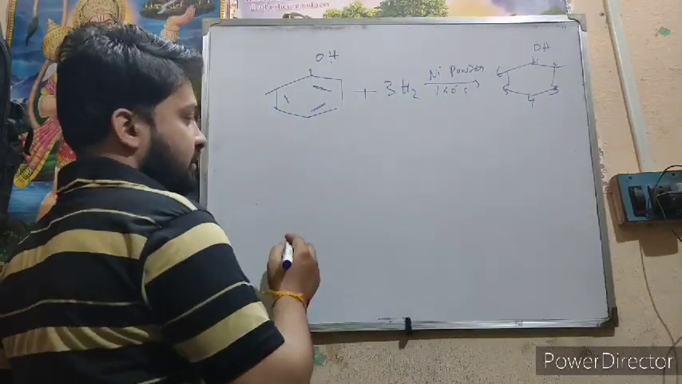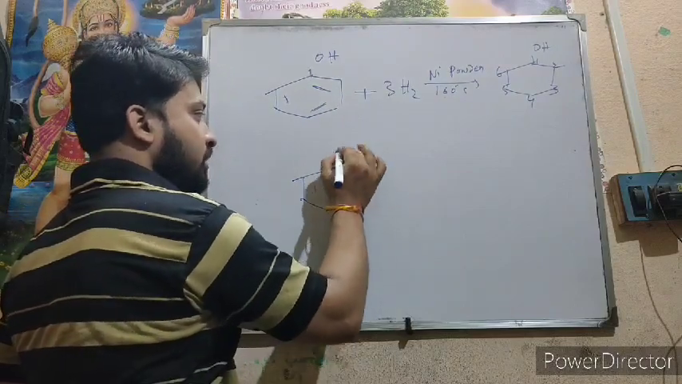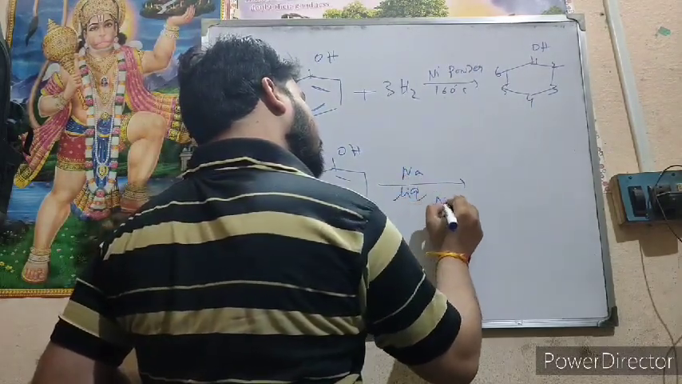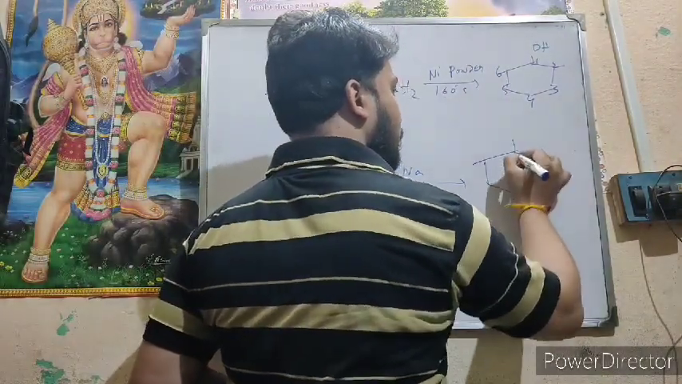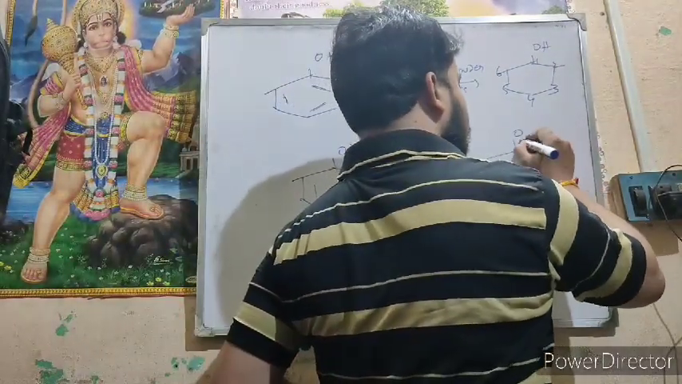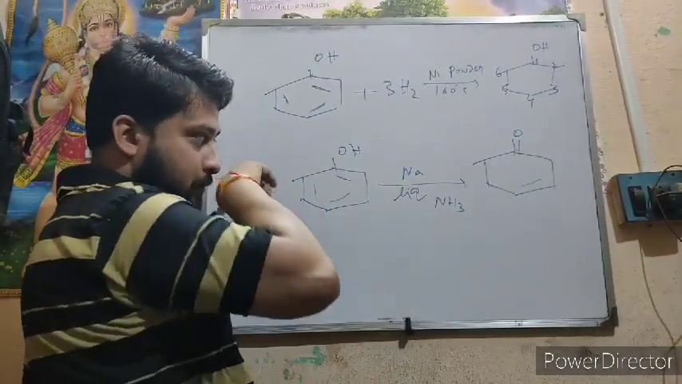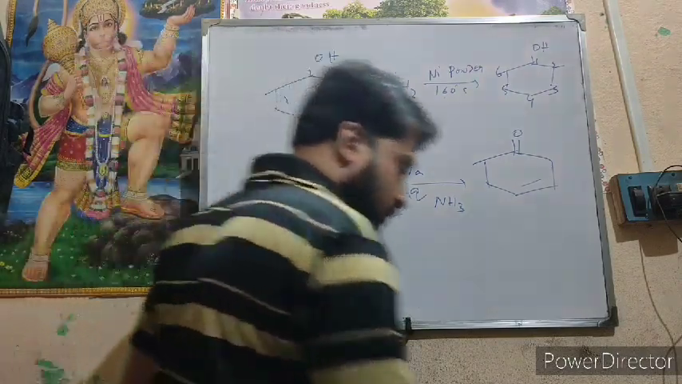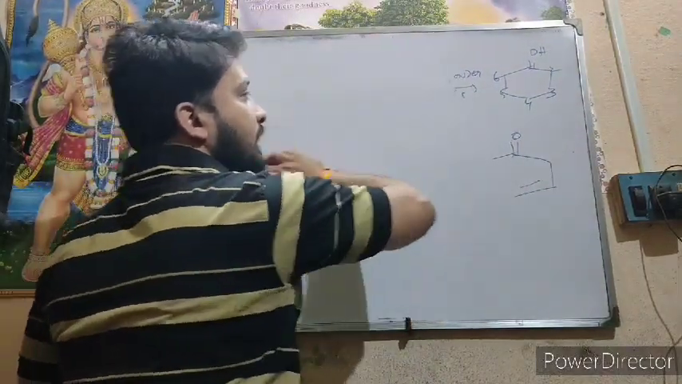You can use the Birch reaction. Birch reaction means if you use this one and you use Na and liquid ammonia, you get the product. I write only the final product. Sorry, these are the final products. This is the Birch reaction. This is also a reduction process. Okay, so those are the simple chemical reactions of phenols.